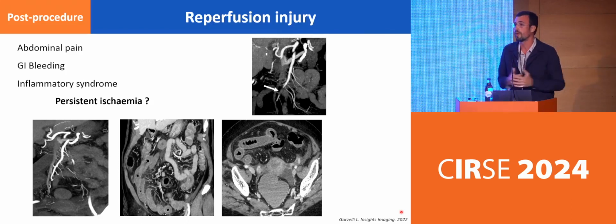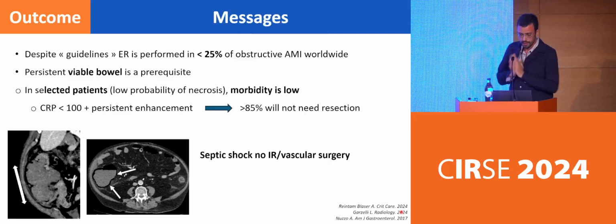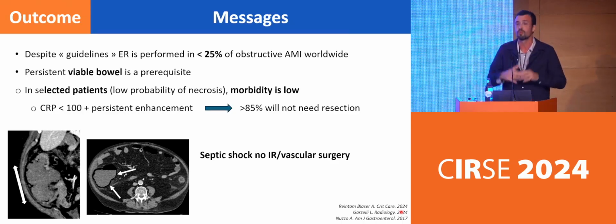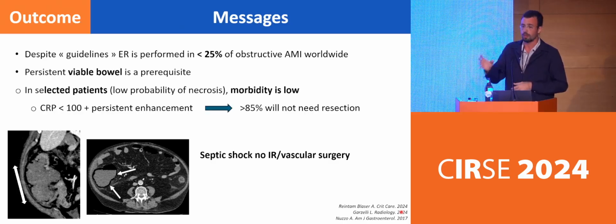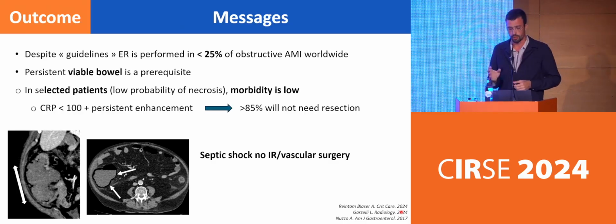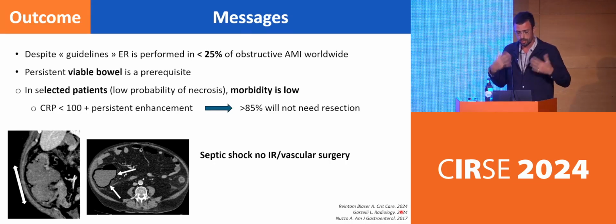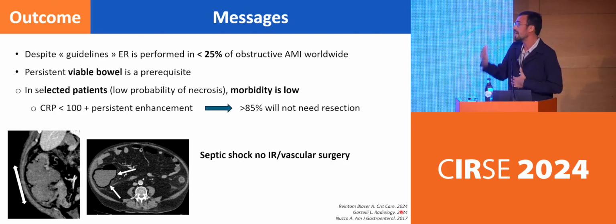Do not operate on this patient because the bowel is viable. So, despite guidelines, endovascular revascularization is performed in less than 25% of cases on a worldwide scale. Persistent viable bowel is a prerequisite to perform endovascular revascularization. And we recently published a paper that shows that in selected patients, the morbidity is low. In patients with a CRP level below 100 and a persistent enhancement of the bowel, more than 85% of the patients will not need a resection at all.